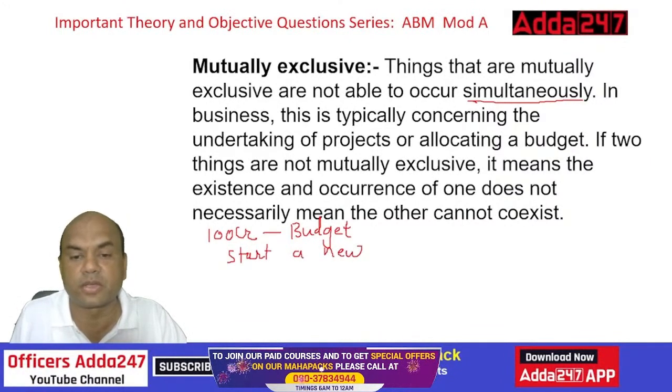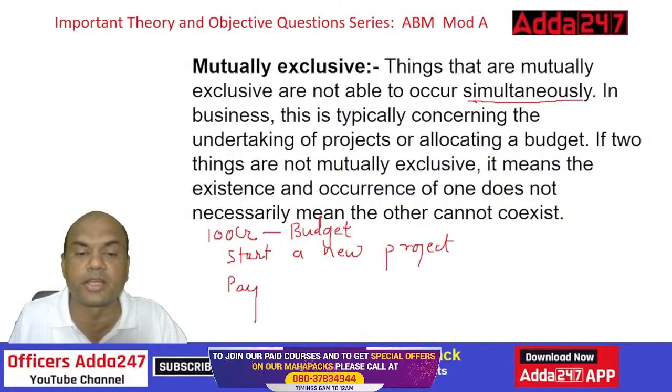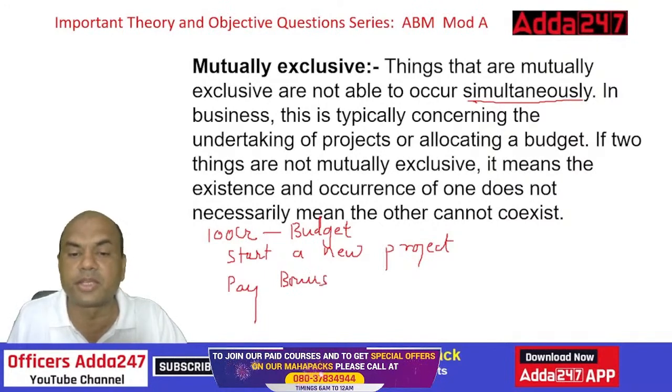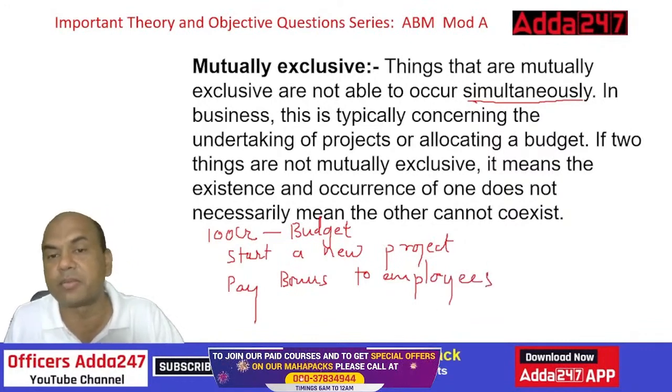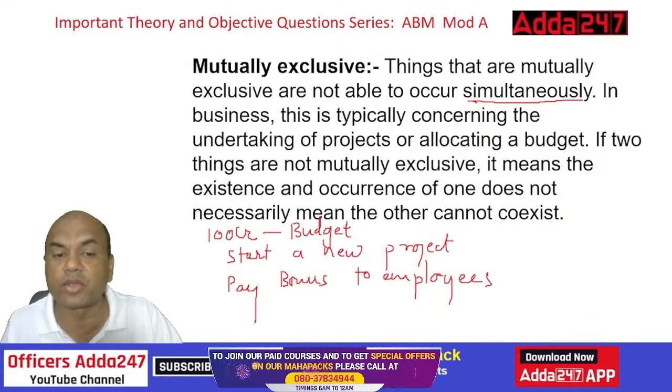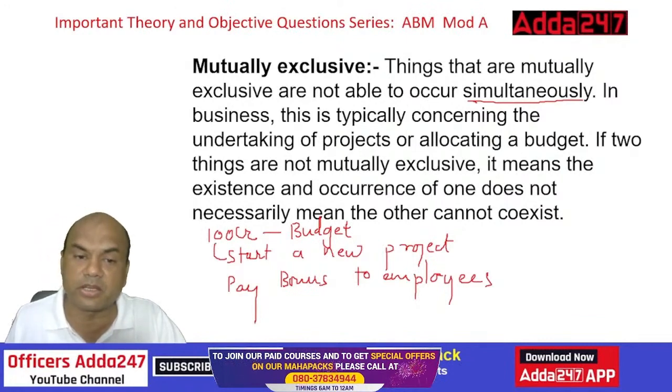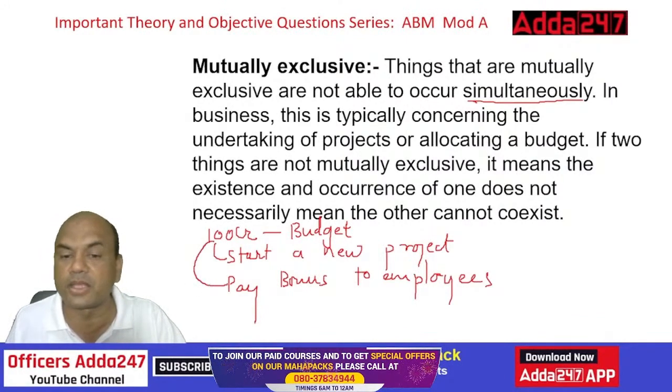New project. Okay. Or second is pay bonuses to my employees. So these are both exclusive events. Exclusive means what? They cannot occur simultaneously. Either I'll have to give 100 crores for the project, or I'll have to give this 100 crores for paying bonus to the employees. So they can't occur at the same time. So that's why these events are called mutually exclusive.